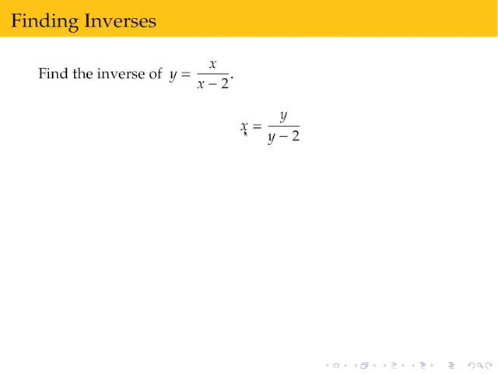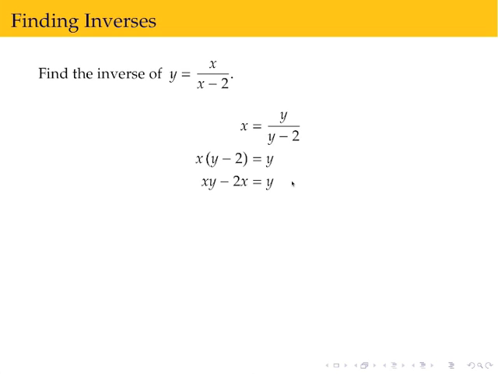So I can multiply both sides of this by y minus 2. That'll clear the denominator on this side and give me x times y minus 2 on that side. I can distribute that x. Now, the point of this is to write y as a function of x.